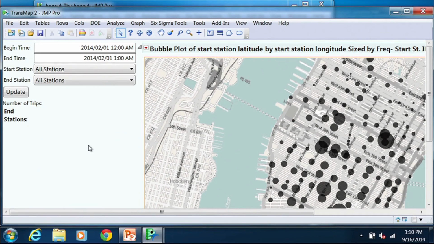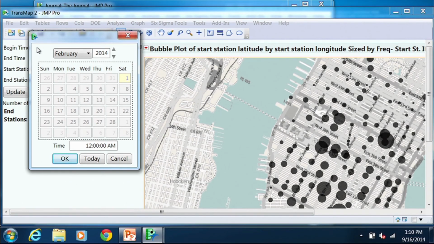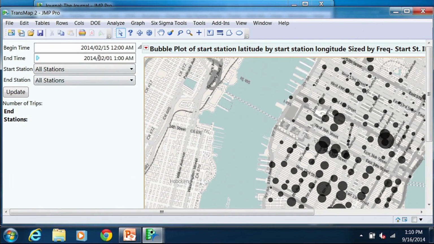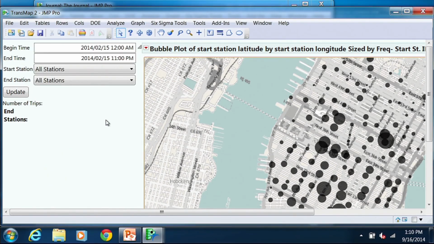So this happens to be a bubble plot that has a little interface to it. And what's nice about this is I have a calendar that comes up. So I can go in the calendar, I can pick a date, and I'm going to actually pick the 15th, say OK, and I'm going to go to an end date. I'm going to pick the 15th again, and I'm going to change this time just to PM. Let's do it to 11. Say OK.